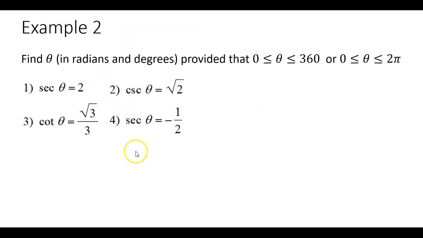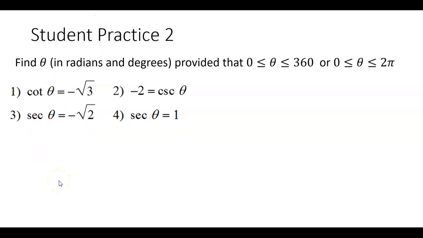So let's go ahead and take a look at example 2. Once again, find the theta in radians and in degrees, provided that the angle is between 0 and 360 and 0 and 2 pi. All right, so let's begin here. Number 1 is secant theta equals 2.